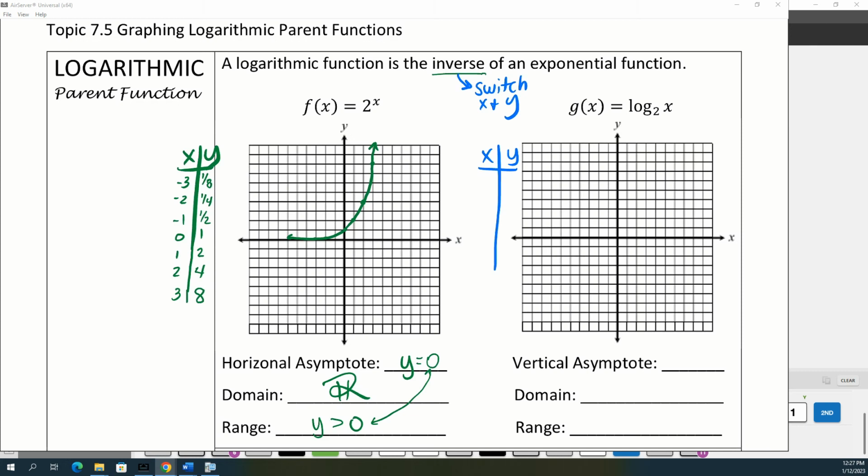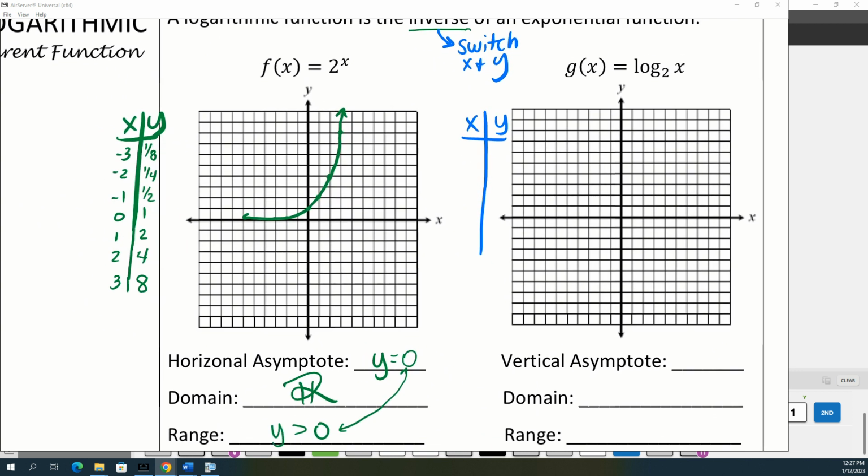Okay, so we are going to take the numbers that are in the y column here for the exponential graph and put them in the x column for the logarithmic graph. So same numbers, just change columns. Right, and then we're going to make the columns that are in the x be our y's. That's what happens on inverses. The x and the y's switch.